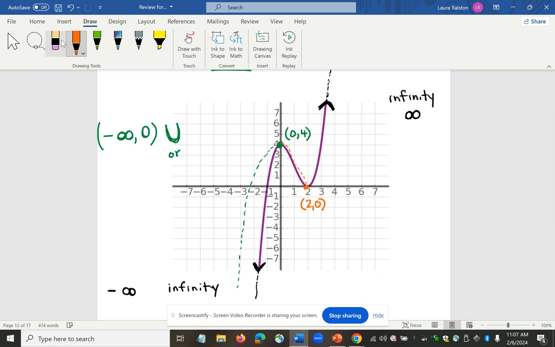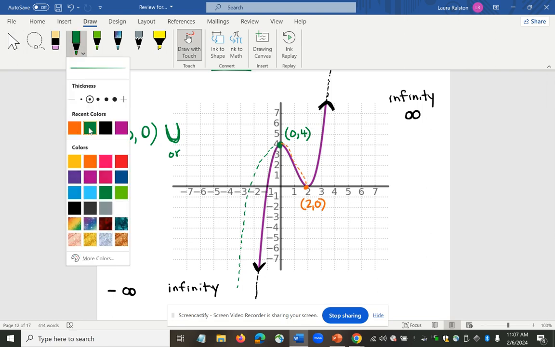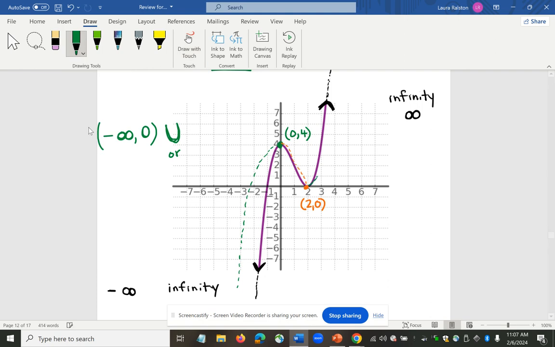But then, after I get to the bottom of the slide, I have to start climbing back up the hill again. So I'm going up again, and I start at 2, and I keep going forever and ever. So the intervals where I'm increasing are from negative infinity to 0 or from positive 2 to positive infinity.